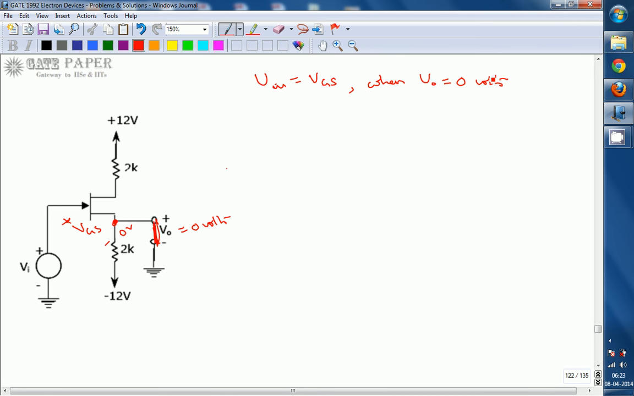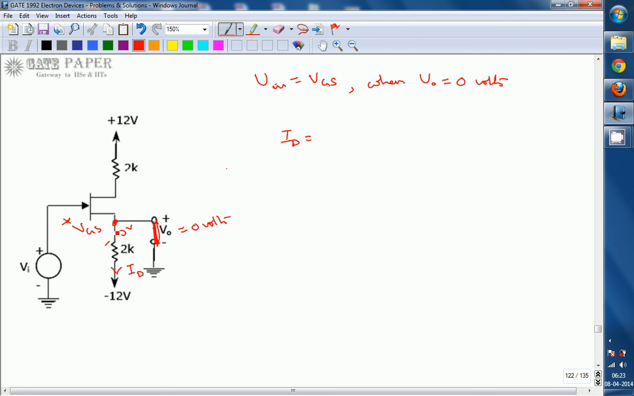Now for that one, what will be the current flowing through this one? This is the ID value. So first of all you must calculate ID. ID is nothing but current flowing through the drain. The same current is also flowing through the source, so the ID current is flowing from plus 12 volts through this 2 kilo ohms, next it is going towards minus 12 volts. So ID is the current flowing through this 2 kilo ohm also. So now if you know the voltage drop across this one and divide that by 2 kilo ohms, that will be the required value of ID.